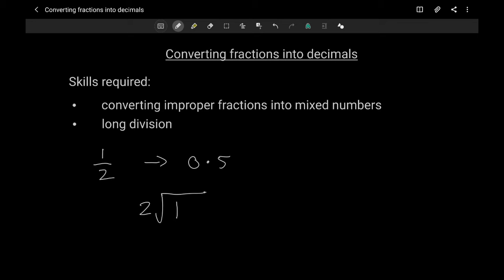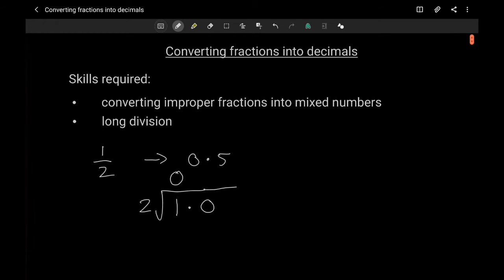Here's when your long division comes in handy. Now we write 1 as 1.0. So let's do our division. You say how many 2's go into 1, and that is none. You put the decimal point right there. And then you say how many 2's go into 10. Well, you know that 2 times 5 is 10. And that's how we get to 0.5.